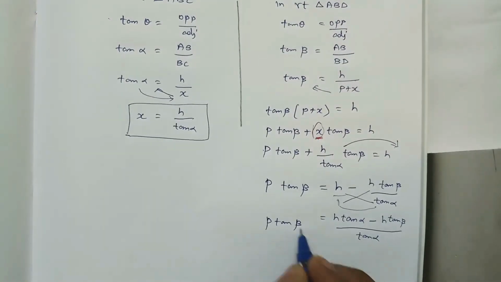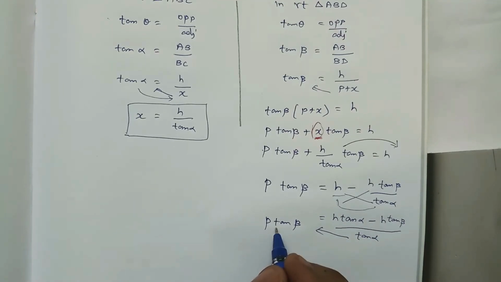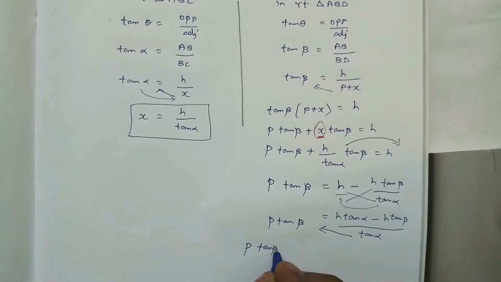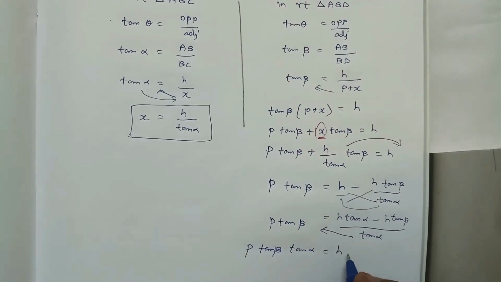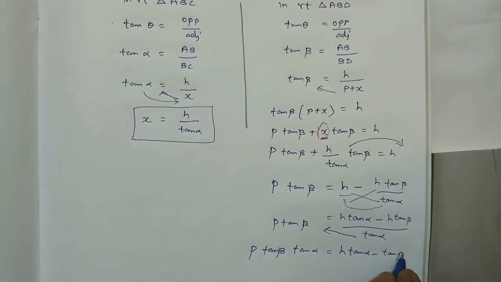P tan beta. Now just bring this tan alpha to the LHS. Divide will go to multiply, right? Denominator goes to numerator. So it is equal to P tan beta into tan alpha is equal to h into h tan alpha minus tan beta, right?